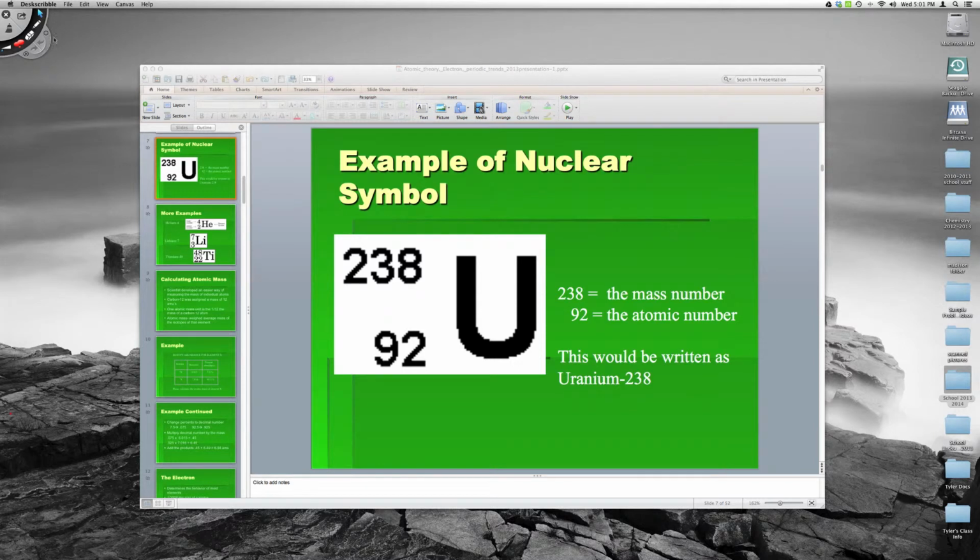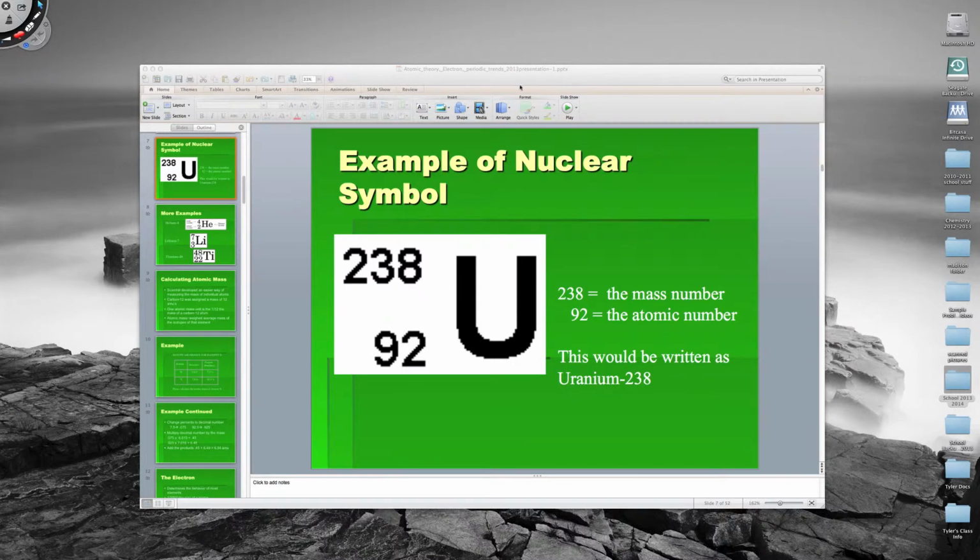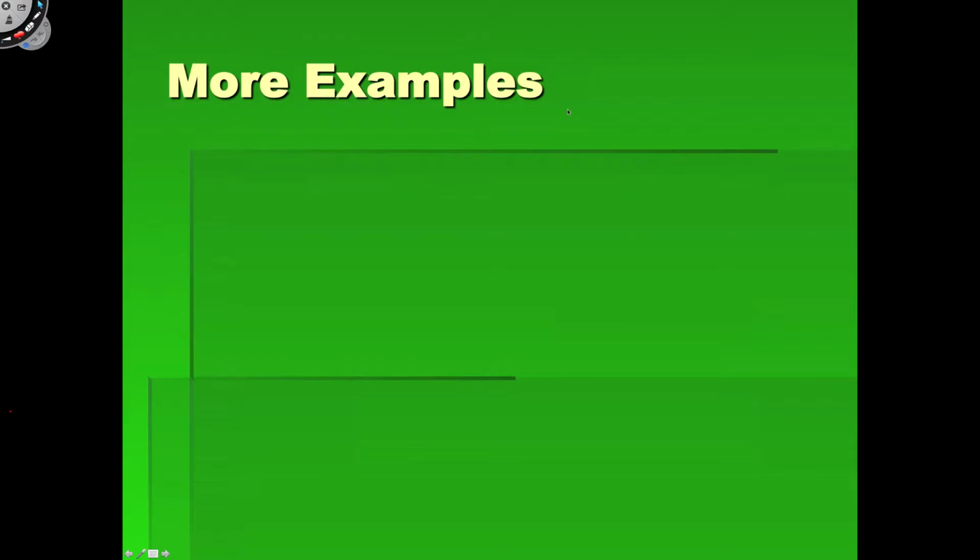Alright, so we ended our last PowerPoint when we were talking about nuclear symbols and how to represent different isotopes in shorthand. So let's take a look at this example. Now, if you saw helium-4, the 4 is going to represent the mass number.